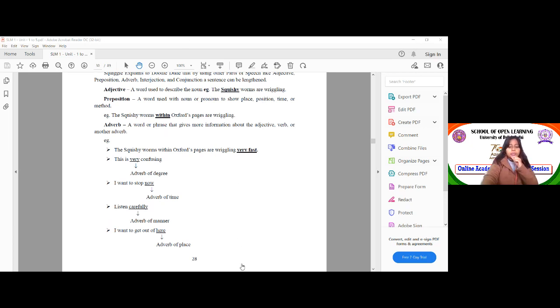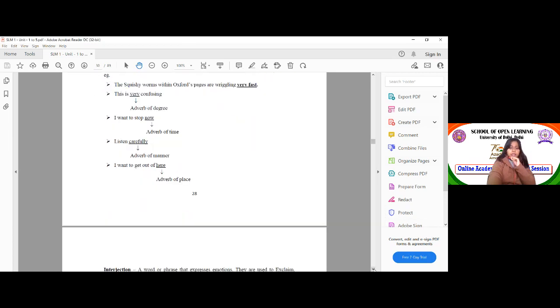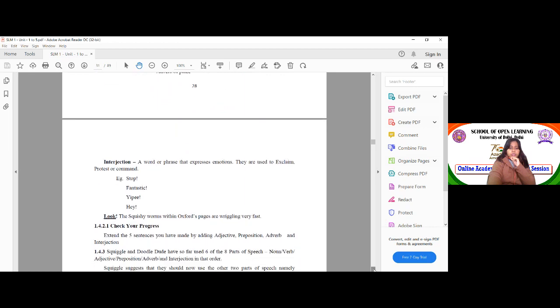Okay, so I made a mistake initially when I started. I got a little confused, and I'm sorry about that. I made a mistake saying that adjective describes verb. It does not describe verbs. Adverbs describe verbs. Adjectives describe nouns. I just wanted to confirm that I made a mistake. I apologize for that.